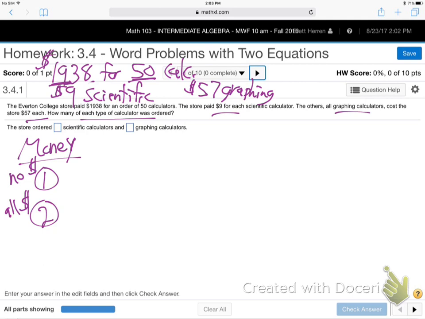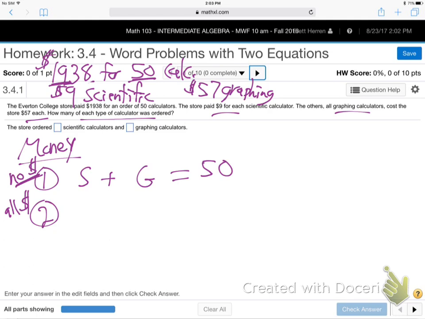So I'm going to say scientific calculators plus graphing. You could use X and Y, but I think it's easier to use meaningful letters. Scientific plus graphing equals 50. That's just treating them like objects. That's not considering their worth, their value, their monetary value. So, right? The first equation, no money. Do you see how I didn't use money anywhere? There's no money here, no money here, and no money there. 50 is just how many of them, having nothing to do with their value so far. So the first equation in a money word problem, the first equation is no money, no money, no money. Just like that, straight across.